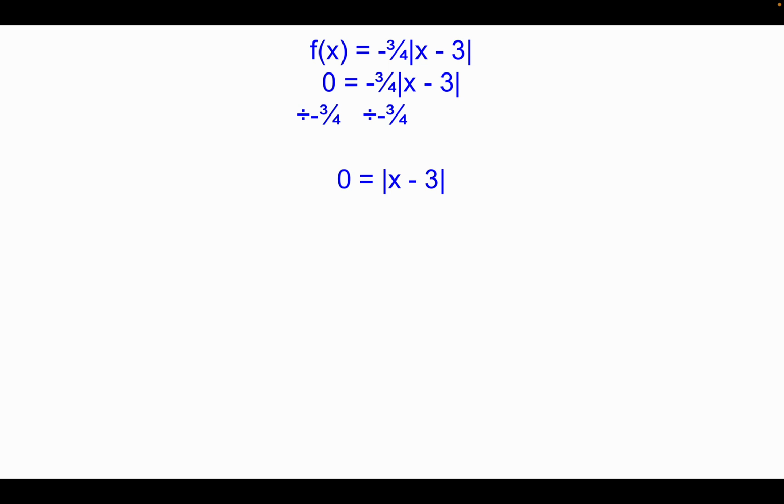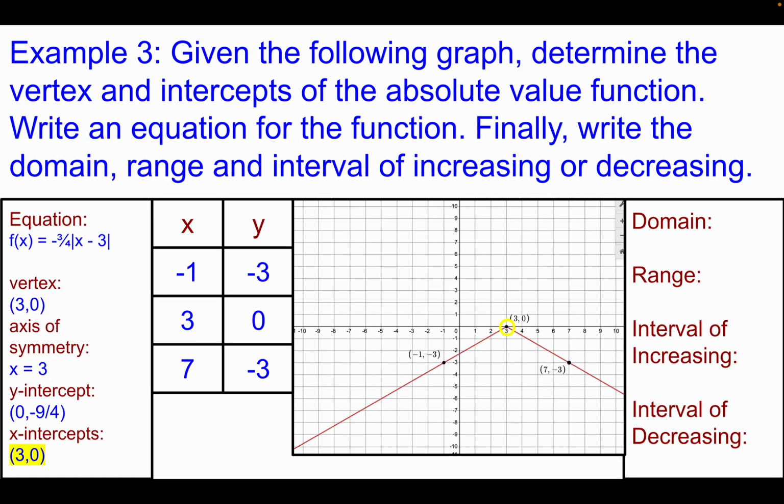Now I'm going to split this into 2 equations. Oh, sorry, excuse me. This is the one time when you don't split an absolute value into 2 equations, when it equals 0, because you can't do positive and negative 0, right? 0 is neither positive nor negative. So 0 equals x minus 3. Add 3 to both sides, x equals 3. And so we get our x-intercept at 3, 0.